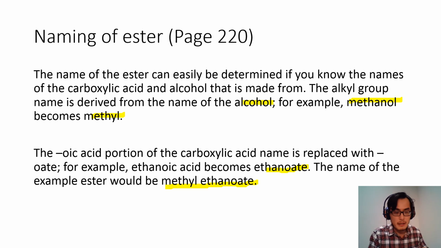So when you're doing your naming, the first part of the name is from the alcohol component, whereas the second part of the naming is coming from the carboxylic acid. So in this case, the carboxylic acid is ethanoic acid, which becomes ethanoate, whereas the alcohol component will become methyl. So you have methyl ethanoate. Alright, so alcohol comes first before the carboxylic acid. But bear in mind, when you're drawing the structure or the molecular formula, you have to put the carboxylic acid first before the alcohol component. Alright, I'll show you some examples in the next few slides.